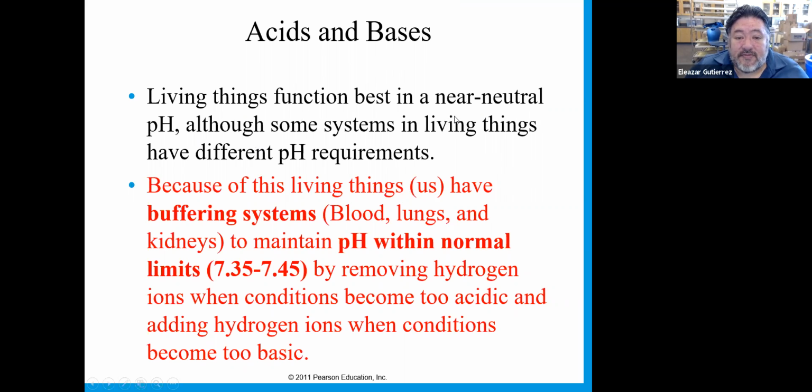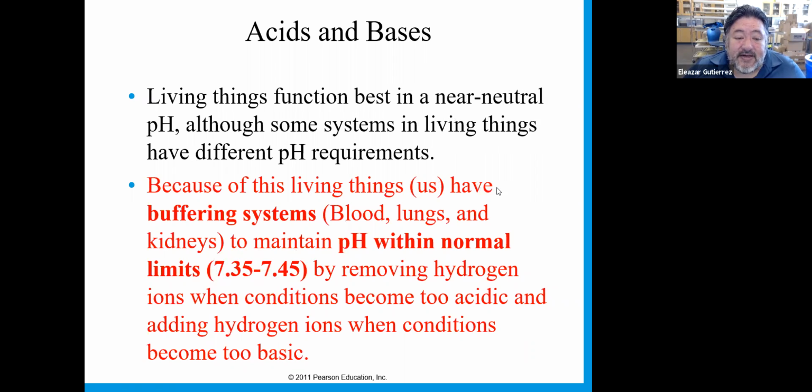Most things function best near neutral. Exceptions to this, of course, are enzymes in our stomach that are accustomed to being in acidic environments. Those enzymes typically function best at acidic pHs. But for the most part, this is true. Most enzymes, most of our body functions optimally at near, well, slightly alkaline, right? Because remember, our blood pH is between 7.35 and 7.45.